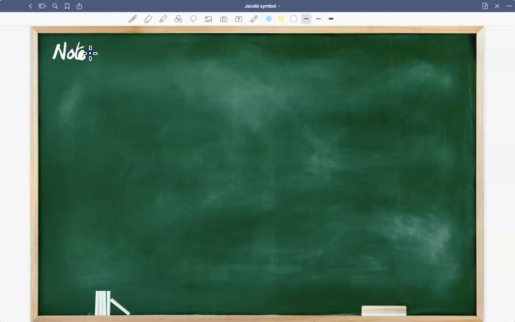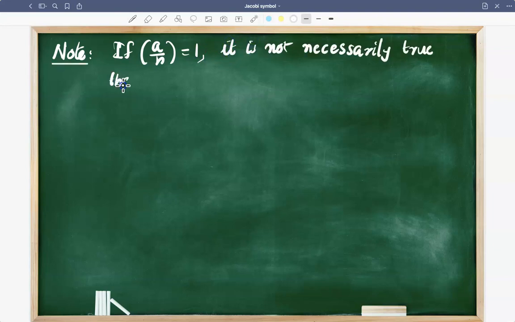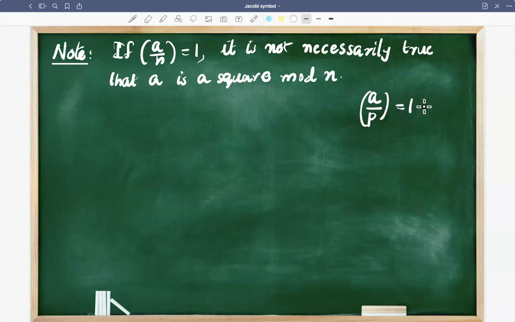Let us note that if the Jacobi symbol a by n is equal to 1, then it is not necessarily true that a is a square modulo n. But we know that if we are considering the Legendre symbol a by p, then a by p equals 1 if and only if a is a square modulo the prime p. But this is not applicable for the Jacobi symbol.